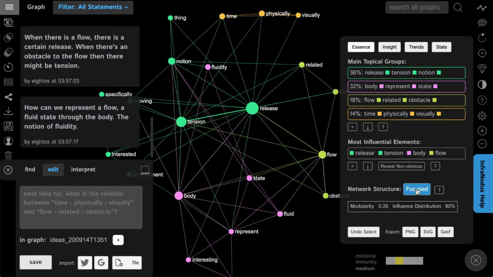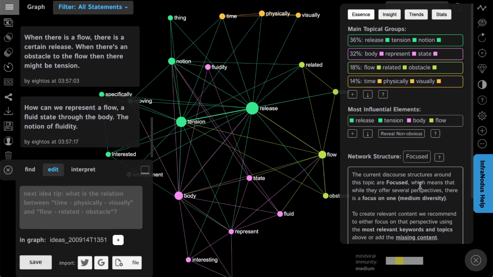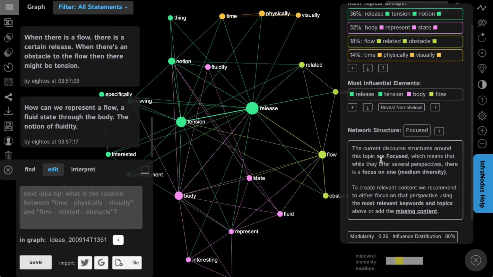In this case, it's focused. And if I click here, I can see that it says that the discourse is focused, which means that while there are several perspectives, there is a focus on one, medium diversity. So this is why the immunity of this discourse is medium, because it's not really diverse. And here's a recommendation that to create relevant content, we recommend to either focus on that perspective using the most relevant keywords, so here, the most influential elements, or add the missing content.